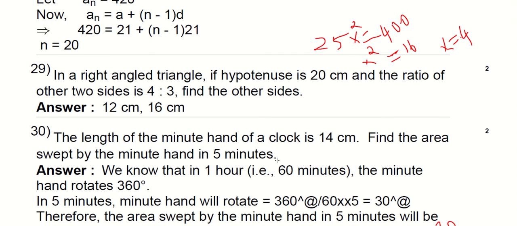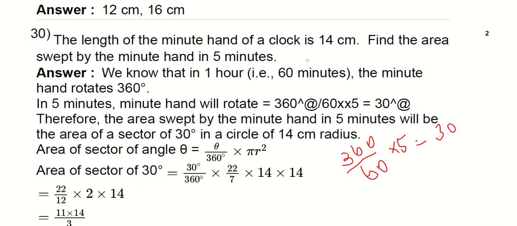In a right angle triangle, if the hypotenuse is 20 and the ratio of the two sides is 4:3, for this you can draw one right angle triangle. One side is 4x, the other is 3x, and the hypotenuse is given as 20. So by the Pythagoras theorem, 4x squared plus 3x squared equals 20 squared, that means 16x squared plus 9x squared, 25x squared equals 400, x squared value is 16, x equals 4. Then 4x means 16, and the other side 3x means 3 into 4 is 12.